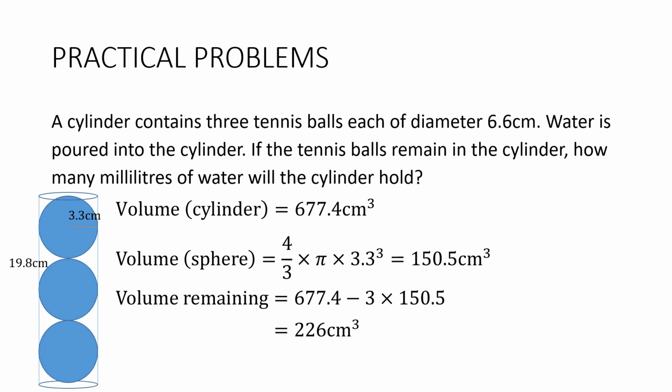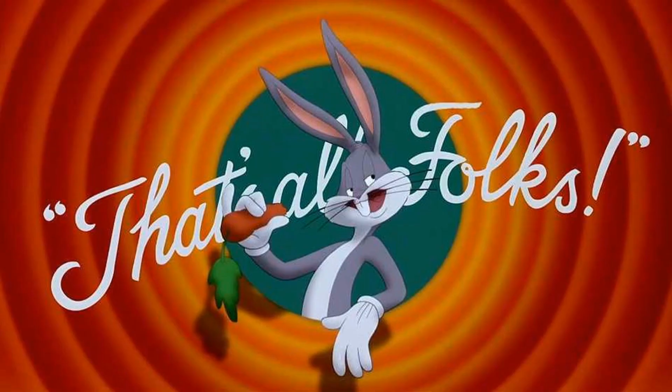And then finally, we just want to convert this to mils. And 1 centimeter cubed is 1 milliliter. So the amount of water that the cylinder will hold is 226 mils. And that actually brings us to the end of this topic on volume and indeed our topics of measurement for years 9 and 10.